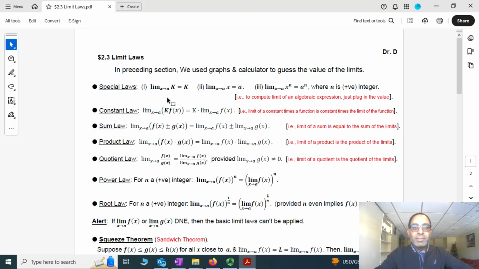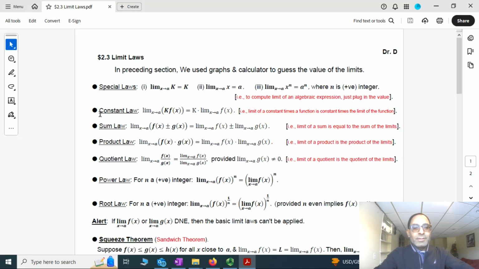Special laws: 1. The limit of a constant k as x approaches a is the constant k itself. 2. The limit of x as x approaches a is a. 3. The limit of x to the power n as x approaches a equals a to the n, where n is a positive integer.